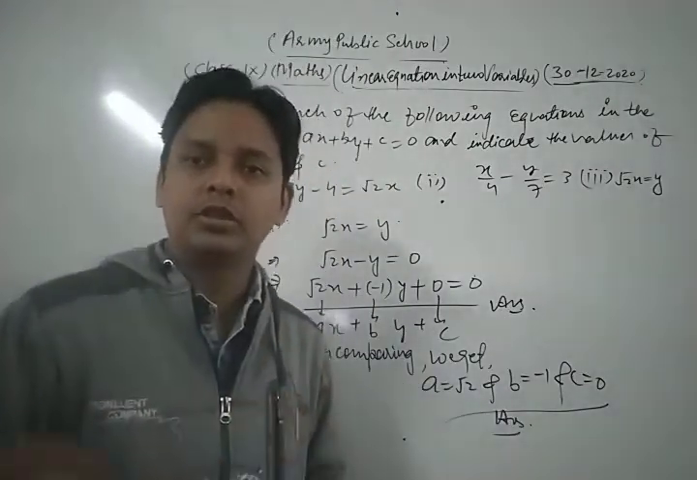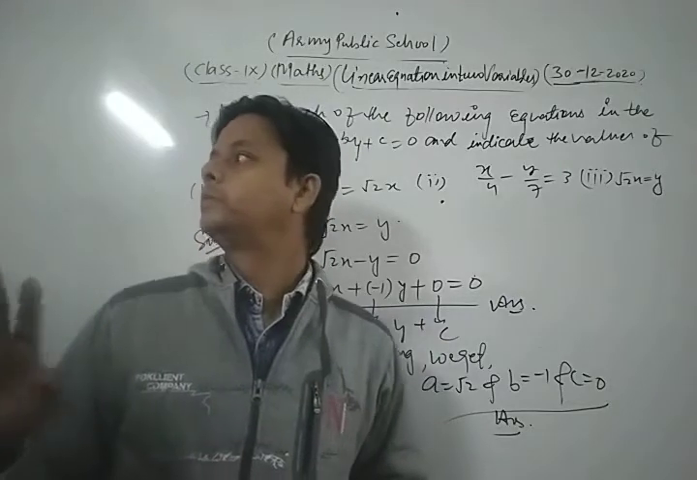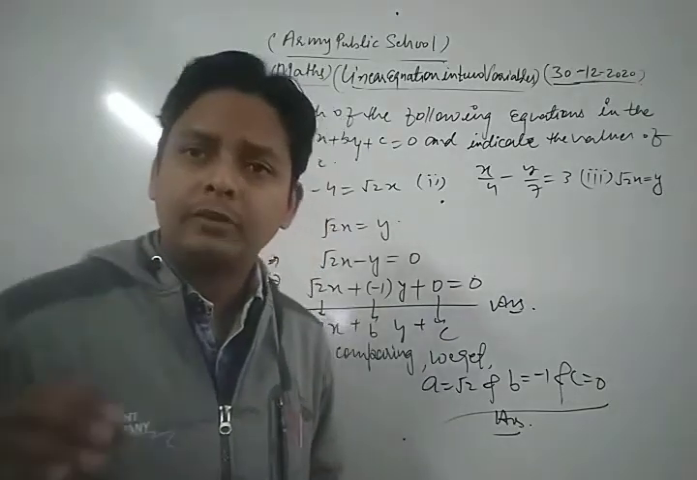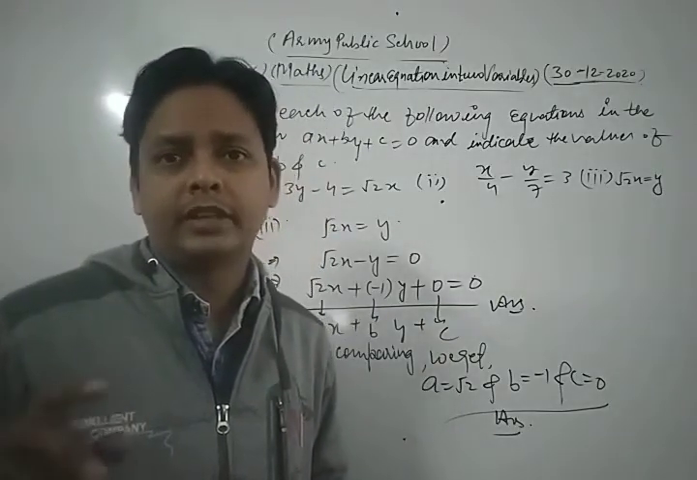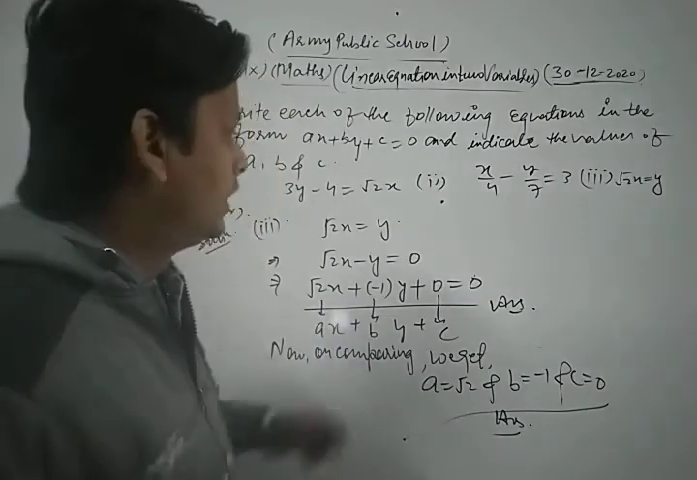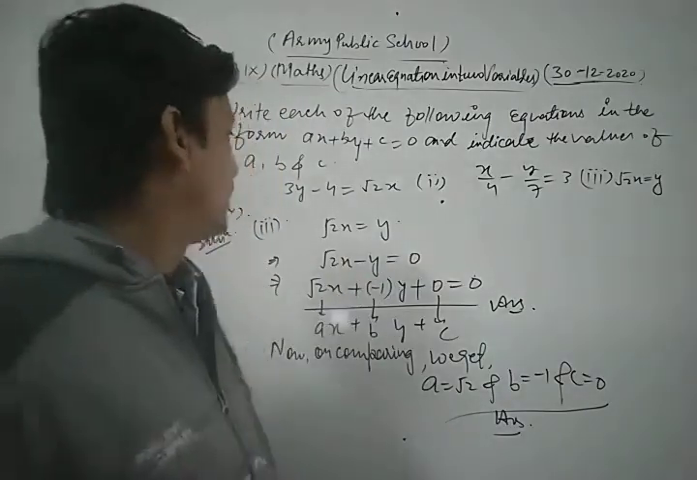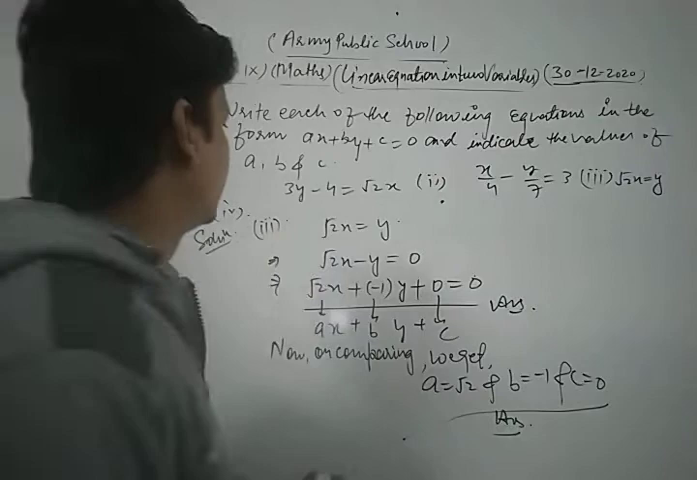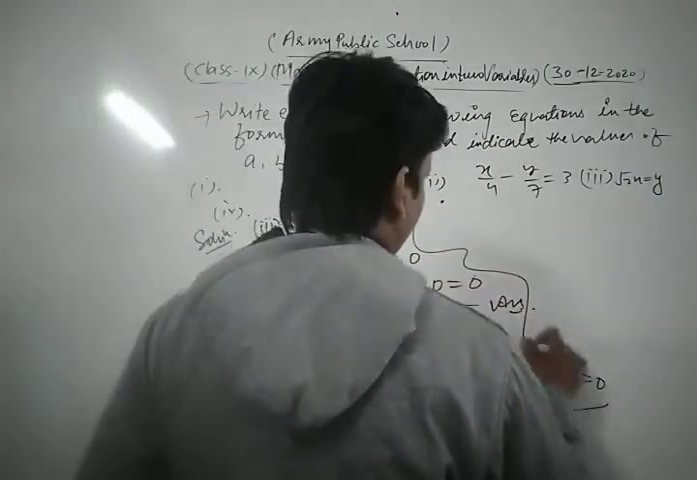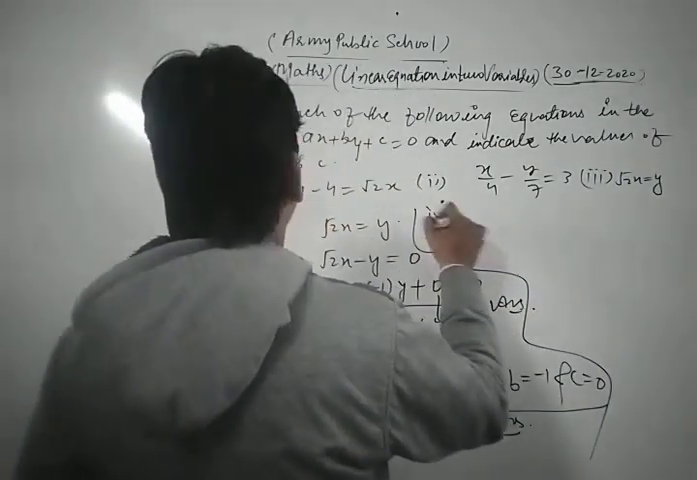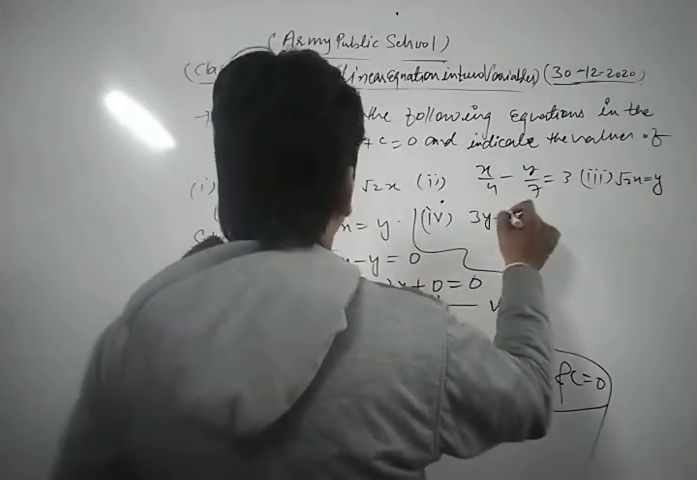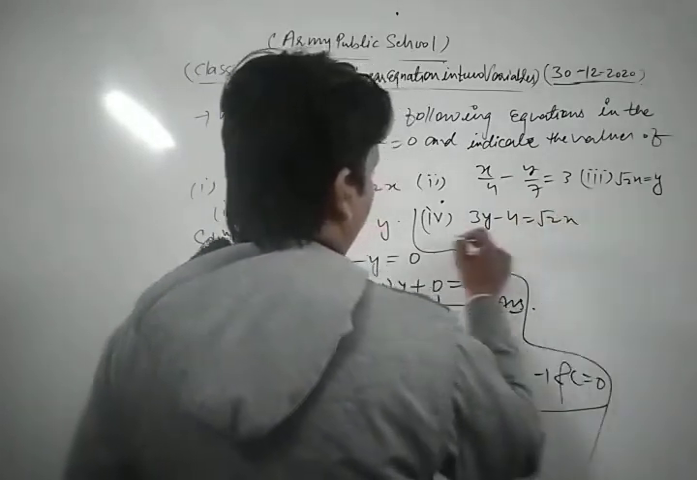This is a very important question, so please do more and more practice of that type of question. Now similarly, we take and solve the last part of this question. Our last part, the fourth part, is 3y minus 4 is equal to root 2x.